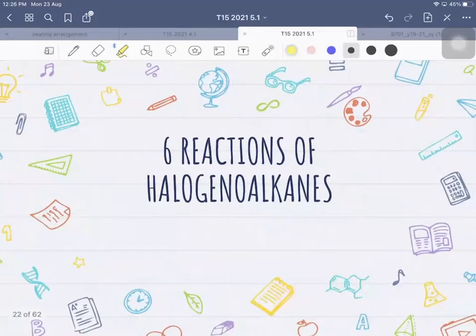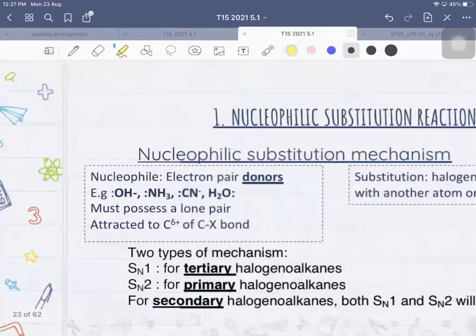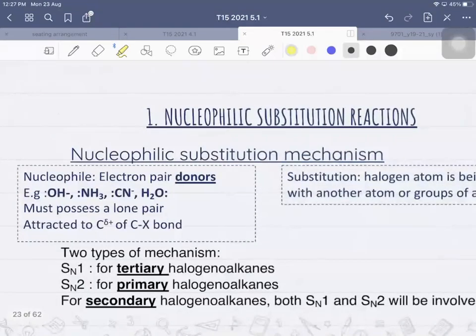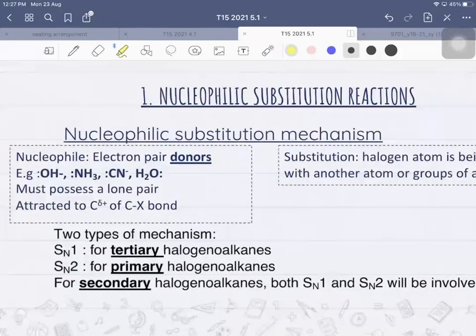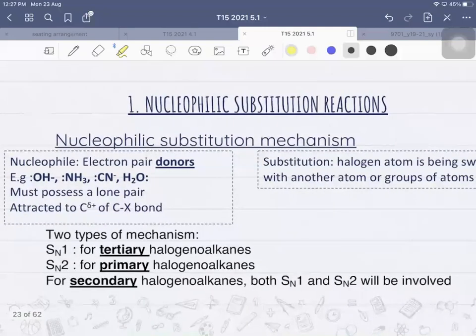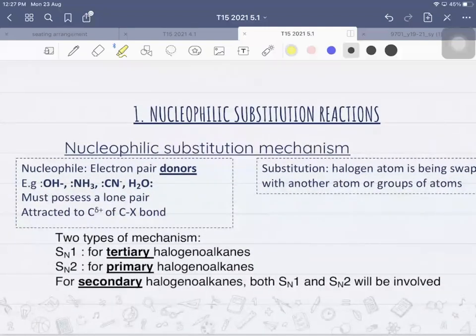Right, reactions of halogenoalkanes. The first one is substitution, because halogenoalkanes are saturated molecules. They contain all single bonds. So it's a substitution reaction, and the attacking species is the nucleophile. Previously, for double bonds, you saw that it was an electrophilic addition reaction. Electrophiles are species that accept lone pairs. Nucleophiles are species that donate lone pairs.